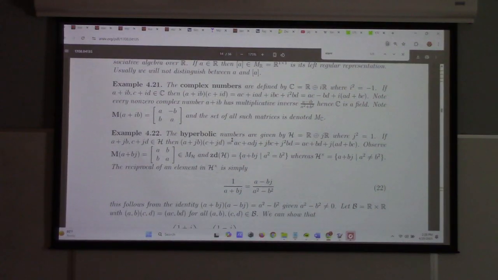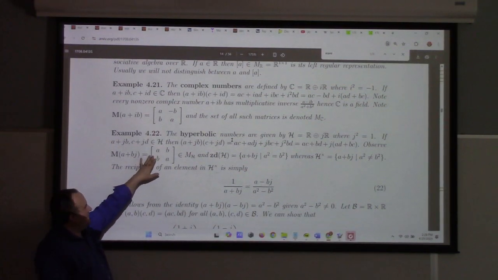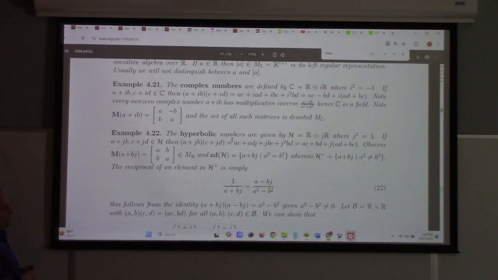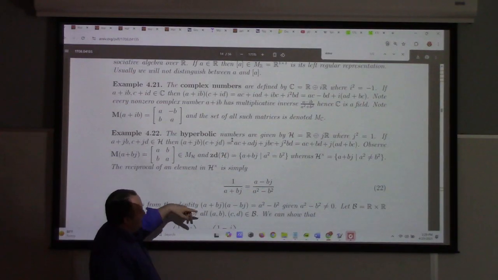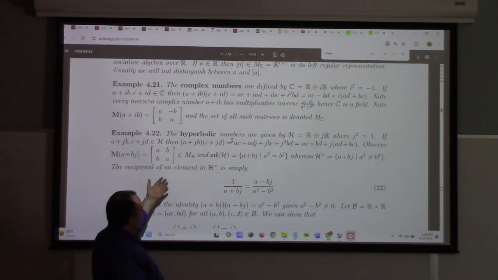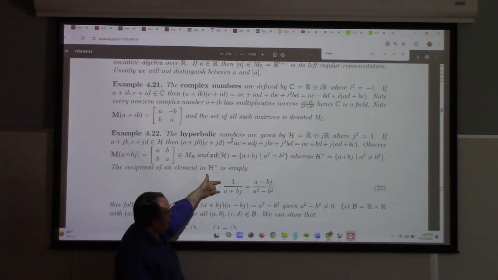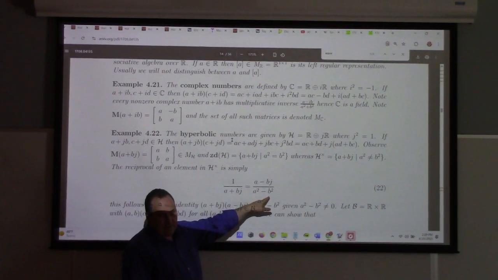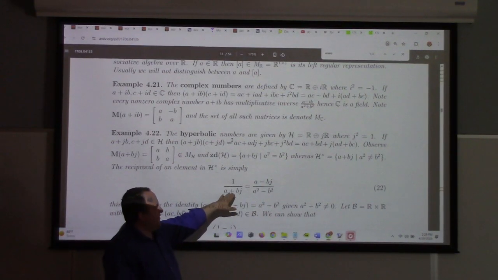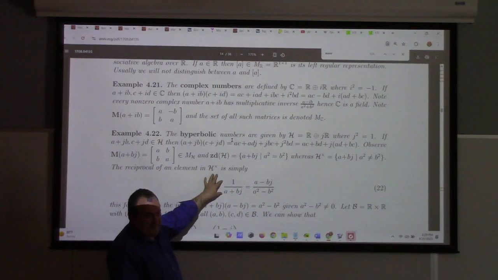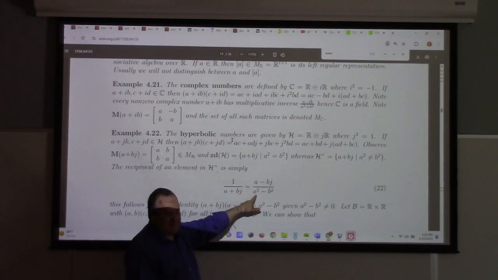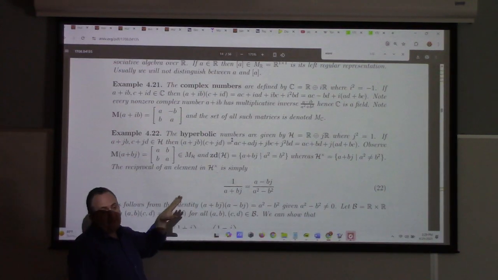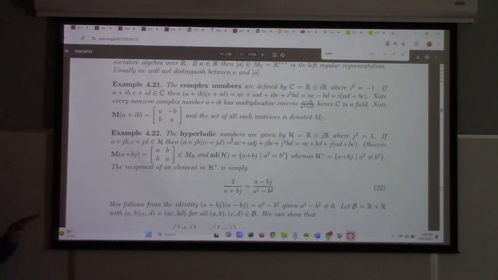Hyperbolic numbers, in the same sense, correspond to matrices of the form [a, b; b, a], right? And hyperbolic numbers are really cool. Like I said, they're like complex numbers, except the reciprocal works like this. There's also a hyperbolic conjugate. When you multiply top and bottom by a minus bj, you end up with a minus bj upstairs, but you end up with a squared minus b squared downstairs because j squared is 1. So the reciprocal of a hyperbolic number only exists in as much as this denominator is non-zero, right? So there are tons of non-zero hyperbolic numbers which nevertheless do not have multiplicative inverses. Hyperbolic numbers are not what's called a field.